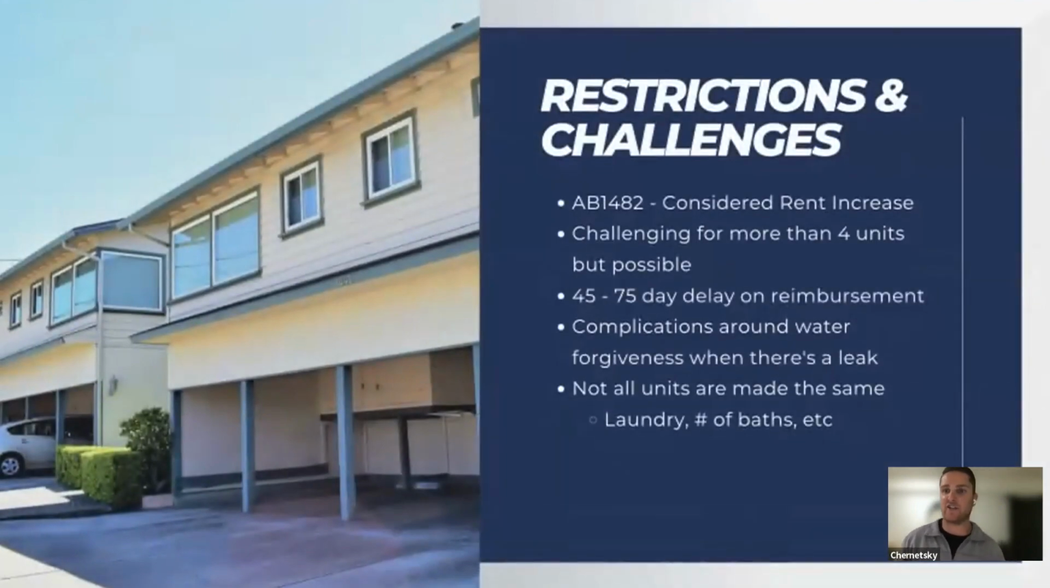Restrictions and challenges. So the first restriction and challenge to be aware of for RUBS is AB 1482. Implementing RUBS newly on an already occupied unit is considered a rent increase. So you cannot do a rent increase and an implementation of RUBS in the same year. You can technically do it, but it's very complicated because you would have to prove that your net increase was still less than 10%. It's really a gray area.